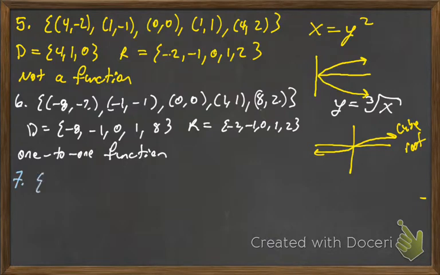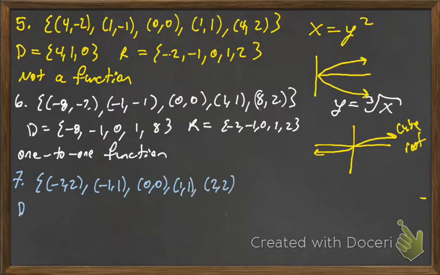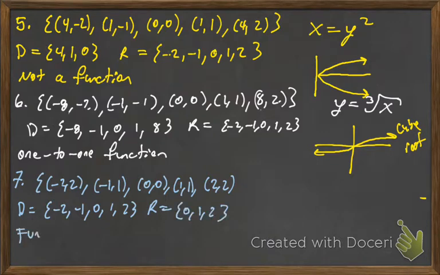Okay. Number 7, we have -2, 2, -1, 1, 0, 0, 1, 1, and 2, 2. There are no repeating x's, so this is a function. However, there are repeating y's. The 1 and 2 repeat, so this is not one-to-one. It is a function, but it is not one-to-one.